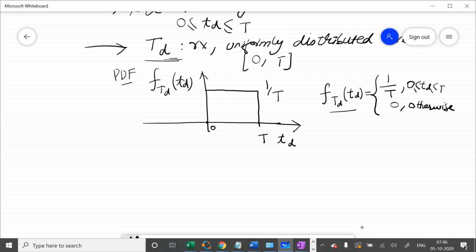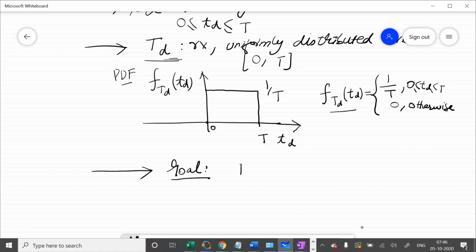And in between, suppose you are at any point of time, the pulse is 1 or 0. There are equal chances that it can be 1 or 0, equally likely.